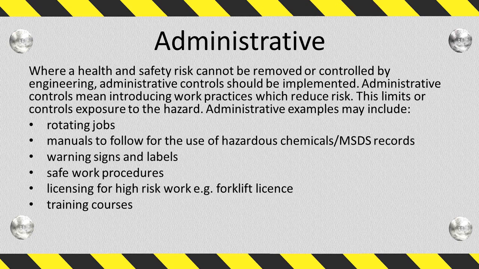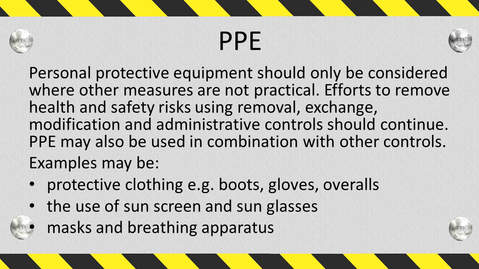Administrative. Where a health and safety risk cannot be removed or controlled by engineering, administrative controls should be implemented. Administrative controls means introducing work practices which reduce risk. This limits or controls exposure to the hazard. Administrative examples may include rotating jobs, manuals to follow for the use of hazardous chemicals, MSDS records, warning signs and labels, safe work procedures, licensing for high-risk work, example forklift license, or training courses.